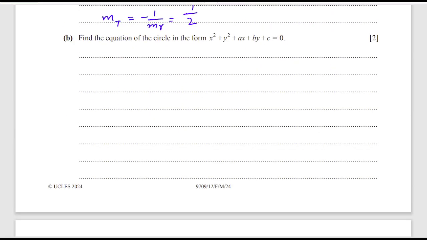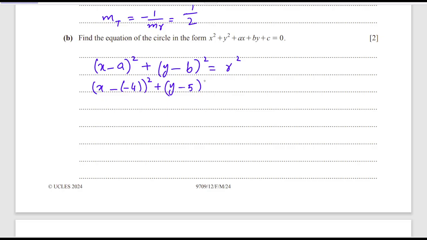Part B, find the equation of the circle in the form x square plus y square. Since the equation of a circle, if center and radius are both given, is (x minus a) square plus (y minus b) square equals r square. In this case, a is the x coordinate of the center, which is -4. So (x minus -4) square plus (y minus 5), the y coordinate of the center, is equal to the radius of the circle, square root 20, squared. So the equation of the circle becomes (x plus 4) square plus (y minus 5) square equals 20.